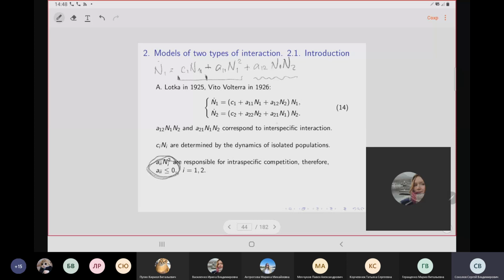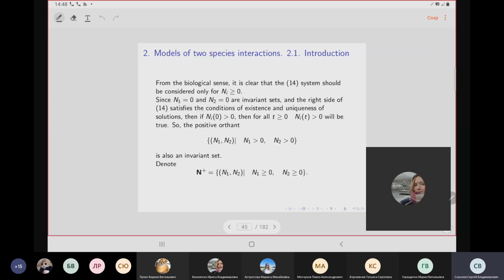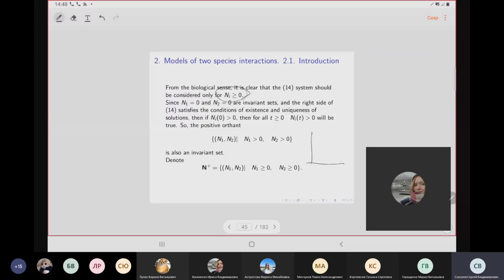What more is interesting here? From the biological point of view, we have to consider only positive solutions. So if we draw a phase plane of the equation, do you remember what the phase plane is?